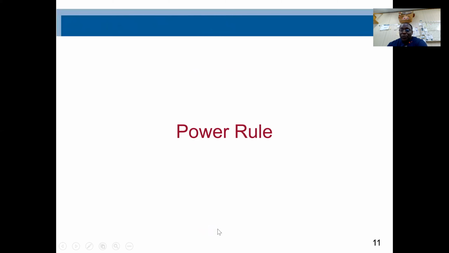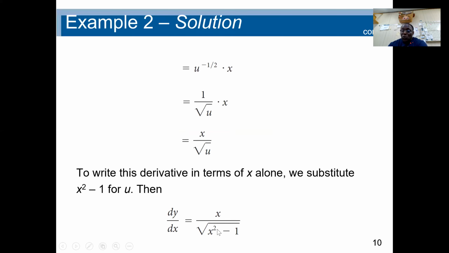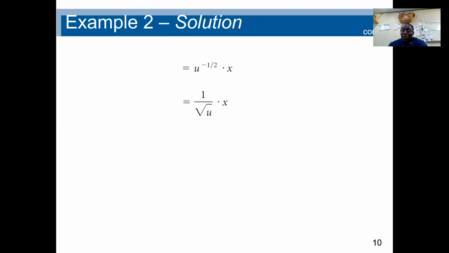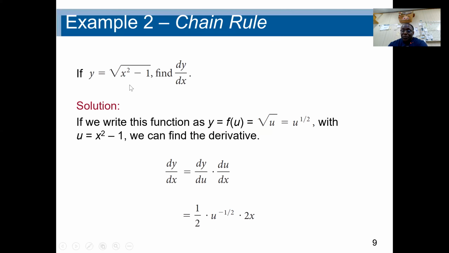Now in the power rule, you can see here that we are using the chain rule. Why? Because when we find the derivative of this, the exponent is half. So half times (x squared minus 1) to the power half minus 1, which will give us negative half. And that's what we have here. But we also have to find the derivative of the function itself, which is x squared minus 1, which will give me 2x.